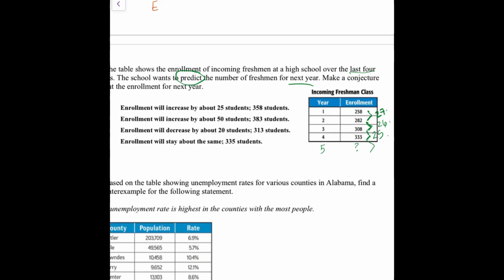So enrollment will increase by about 25 students per year, or increase by 50 students per year, or decrease by 20 students per year, or stay about the same.